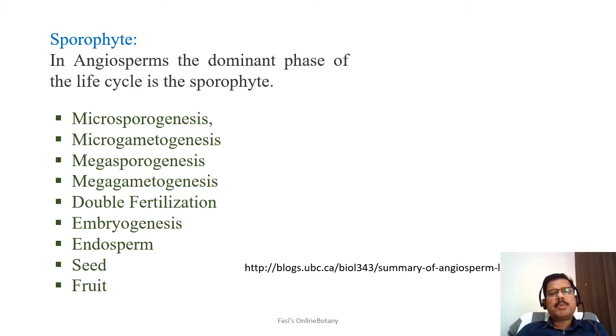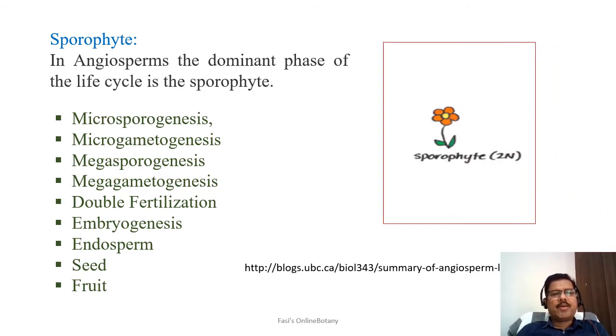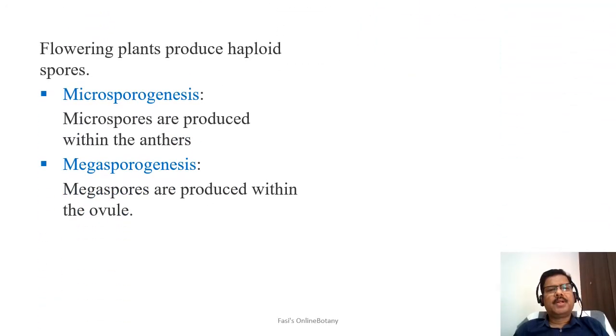The angiosperm life cycle occurs through various stages like microsporogenesis, microgametogenesis, megasporogenesis, megagametogenesis, double fertilization and triple fusion, then embryogenesis, endosperm development, seed formation, and fruit development. The flowering plants produce haploid spores.